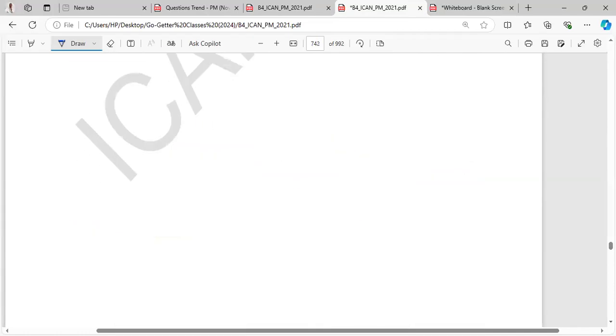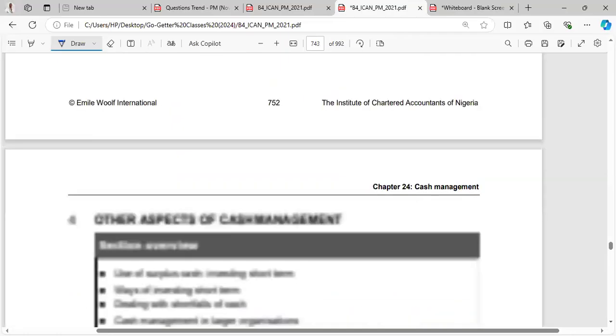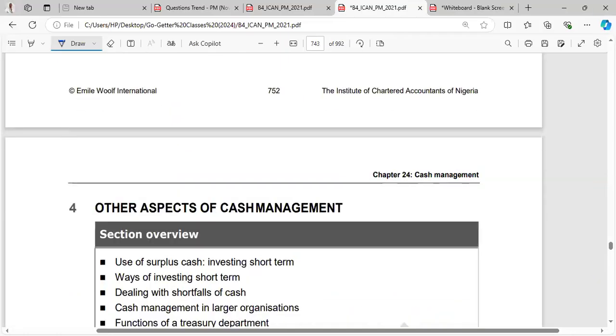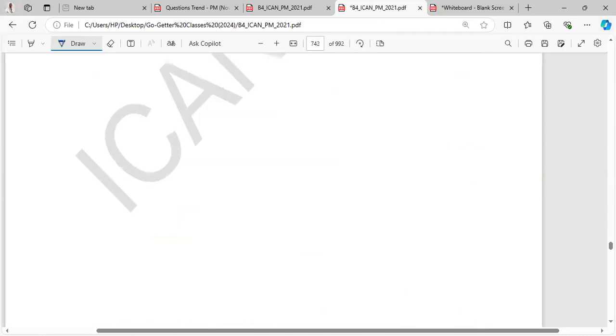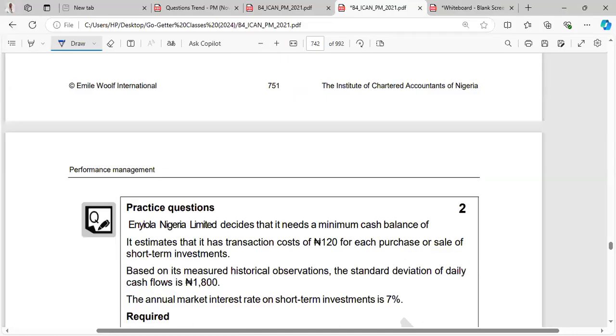So we have come to the end of our class for today, which is the cash budget or the cash management. We've seen the reasons for holding cash. We have seen the Miller-Orr model, which we're going to do one question on. Then we've seen the Baumol model. We're going to take a question each of these models before we move to the next item on our list.